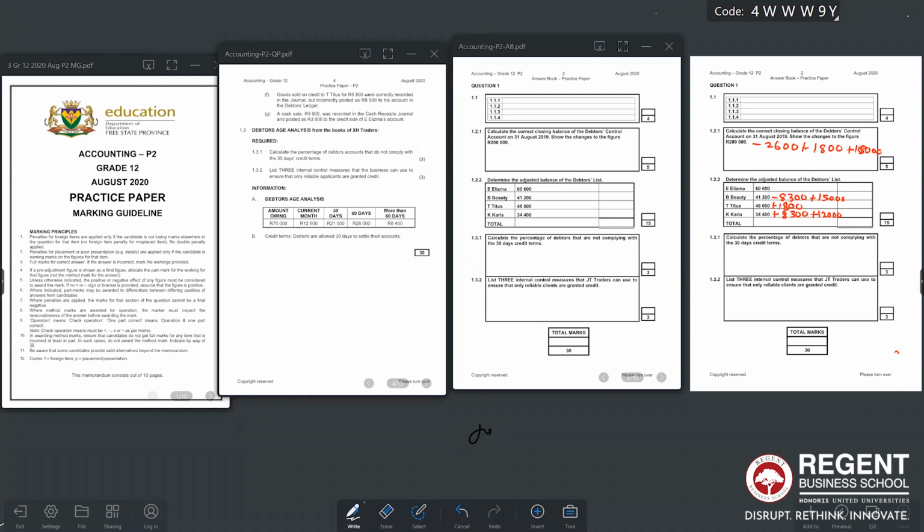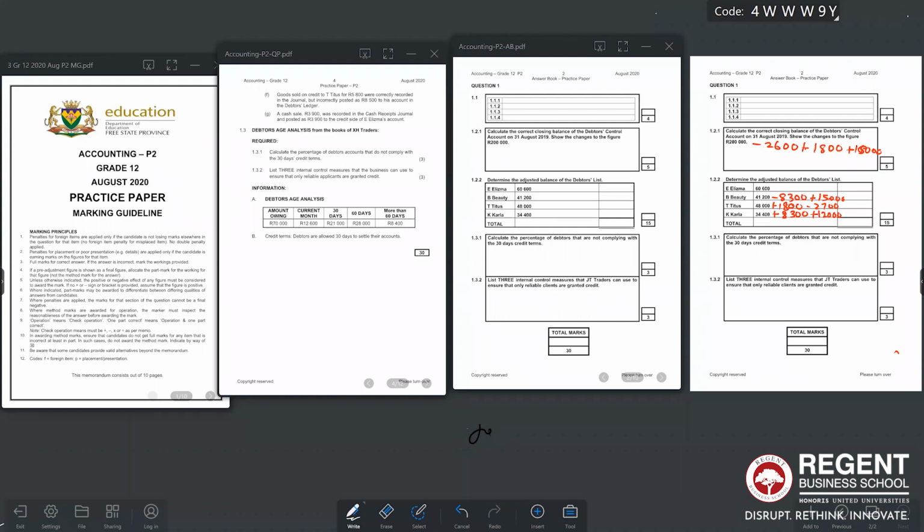So you need to go to Titus's account and decrease it, minus 2,700. You're going to decrease that account. The mistake was only in Titus's account, not in the control account. And then let's look at the last one.